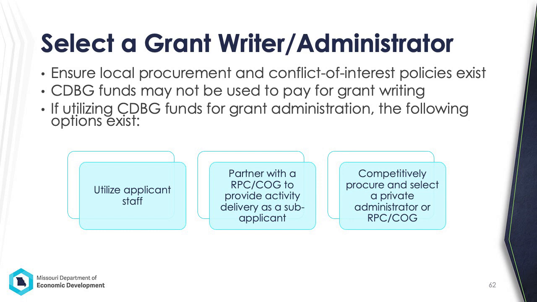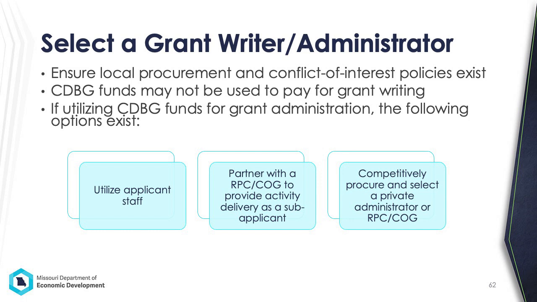In this case, the applicant must be a dues-paying member of the RPC or COG for 12 consecutive months before applying. The RPC or COG must prepare the application and be listed as a sub-applicant, and only activity delivery cost may be incurred, which requires some additional documentation when submitting funding request. Option 3 is to competitively procure and select a private administrator, regional planning commission, or council of governments.